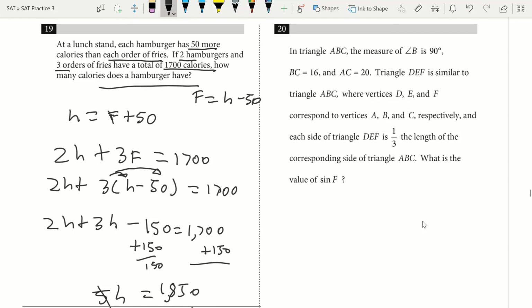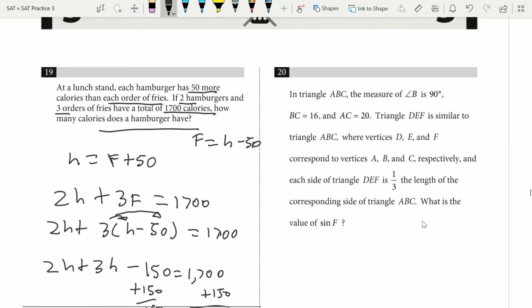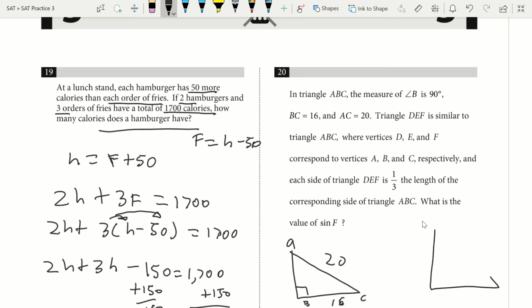Okay, question 20. In triangle ABC, the measure of angle B is 90. So I'm going to go ahead and draw this. We'll go A, B, C. BC equals 16, so B to C will have 16. And A to C equals 20. Triangle DEF is similar to triangle ABC, so we'll go ahead and draw that down. Right, we want to make sure that we're putting our variables DEF and they're corresponding to ABC. Where vertices DEF correspond to vertices ABC respectively, and each side of triangle DEF is 1/3 the length of the corresponding triangle ABC. What is the value of sine F?